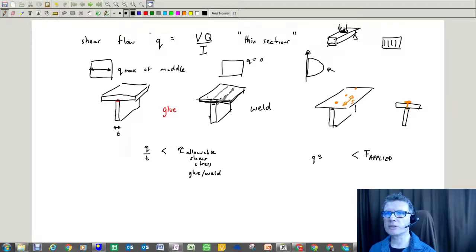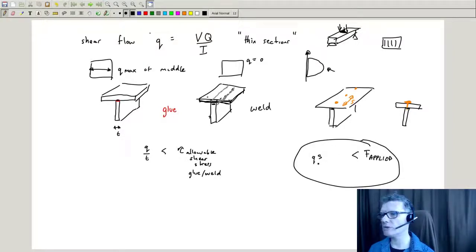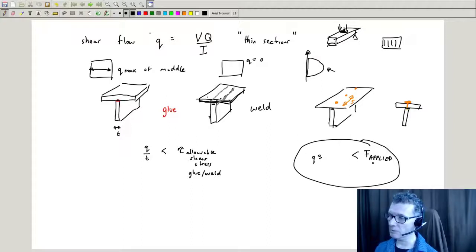But a box. So let's look at this equation, because this is something that's going to become relevant here. So we've got the shear flow times the spacing between our bolts there, and they've got to be less than an acceptable applied force that a particular bolt can take.